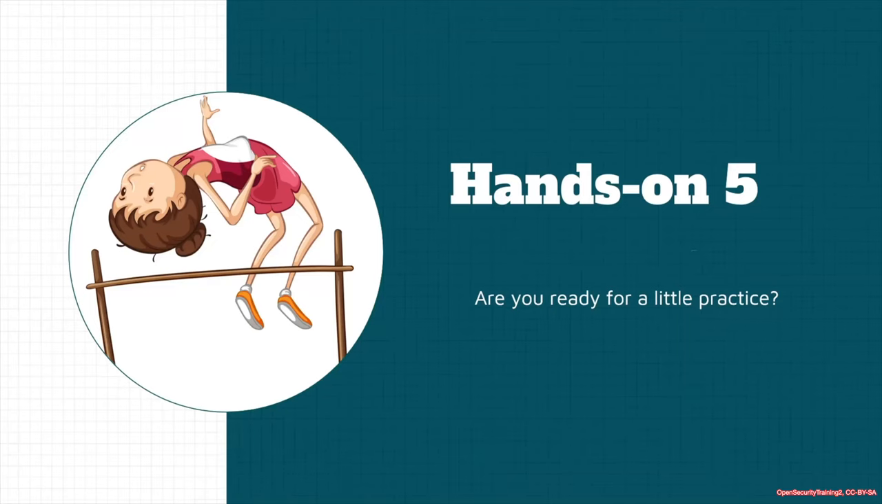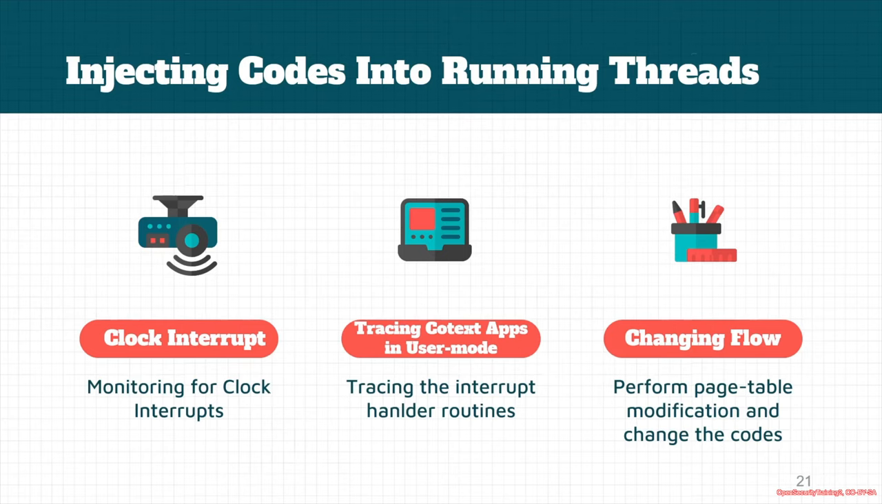Now, the next section is the hands-on section. In the hands-on section, we want to monitor some of the interrupts, especially clock interrupts. And after that, we want to trace the context of the apps in user mode and trace the interrupt handlers. Then we want to change the flow of a program, perform some page table level modification, and change the codes, and then return to the previous code.